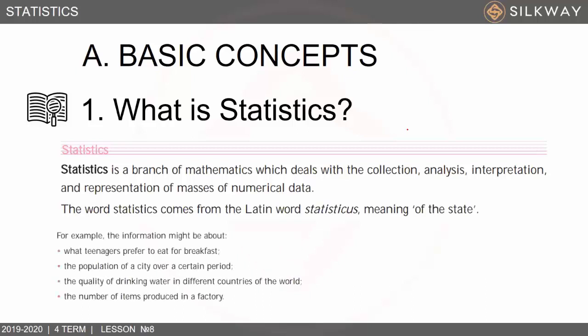For example, the information might be about what teenagers prefer to eat for breakfast, the population of a city over a certain period, the quality of drinking water in different countries of the world, the number of items produced in a factory. Okay, and the second is collecting data. We can collect data in many different ways. First, A, questionnaires, B, sampling, and C, surveys.